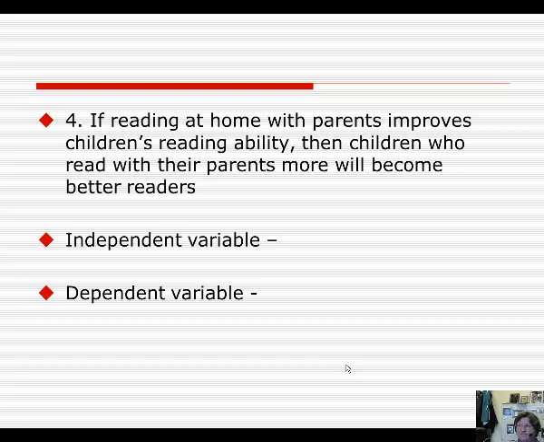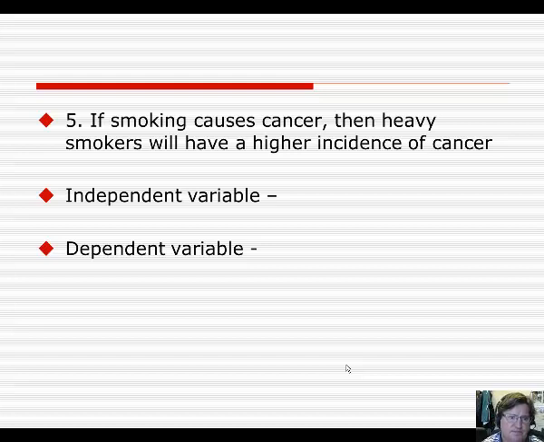If you randomly select, randomly assign at the start, you can be fairly confident that there's no differences to begin with if your sample size is big enough. So your independent variable would be the amount of reading that parents do with their children. Your dependent variable would be the students' reading levels, which you measure at the end. That would maybe lead you to answering that question.